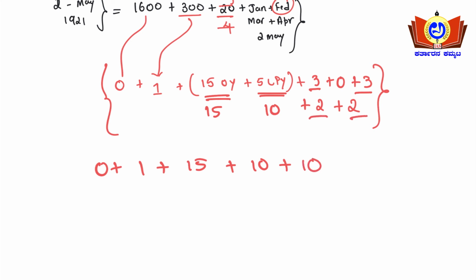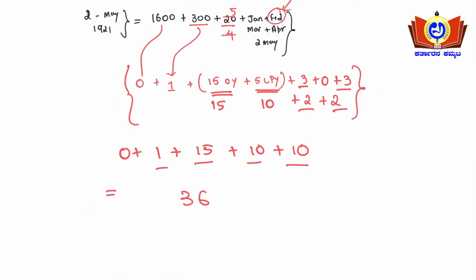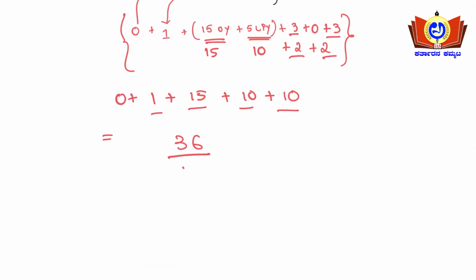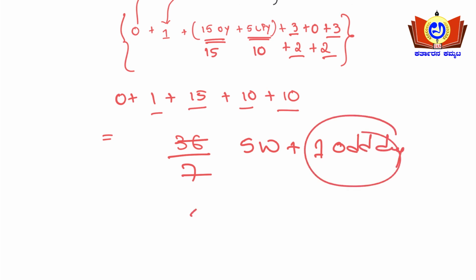So what is the total addition? 10 plus 10 is 20, so 35, 36. Okay, so 36 is the total addition here. Okay, when we divide this 36 by 7, 7 fives are 35. Okay, 7 fives, 5 weeks plus 1 odd day, so this 1 comes here, so 1 means actually Monday.